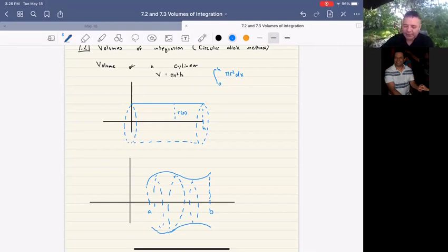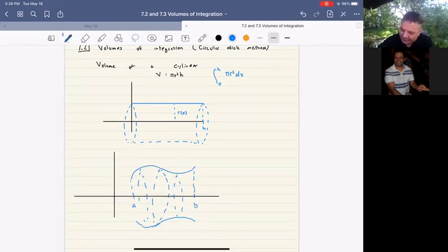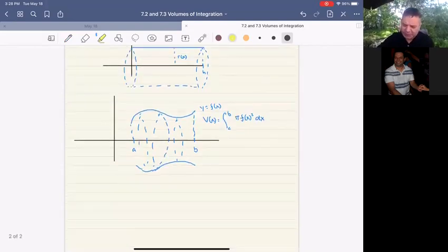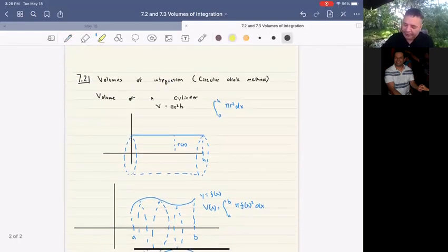So the volume here is going to be, well, we imagine that this is some y equals f of x. And so it's going to be the integral from a to b of pi f of x squared dx. Okay. Now I'm going to make a quick point here that's not going to really mean much to us in this exact moment, but it will later.